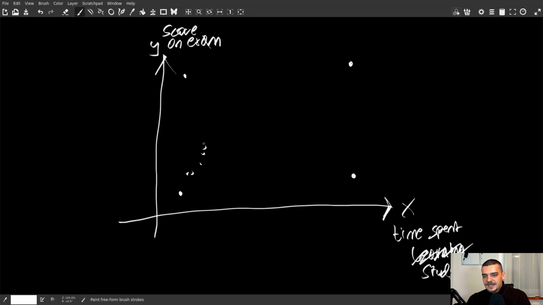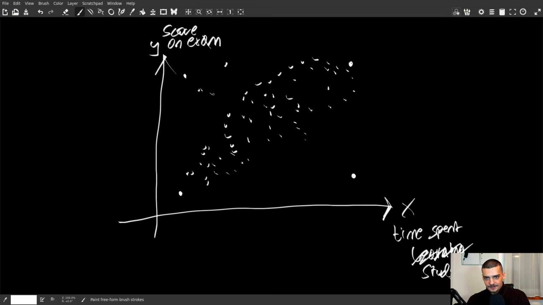But of course, if you have enough data points, you're going to see some pattern. You're going to see that for the most part, the points show a trend, which is the more you study, the better your score on the exam. Of course, you always have some odd outliers, but for the most part, the points are going to look something like this. For example, the question now is, if I was to plot a trend line, like a linear function, just a line without any curves, without any irregularities, what would be the best line to describe the trend I see here in the data?